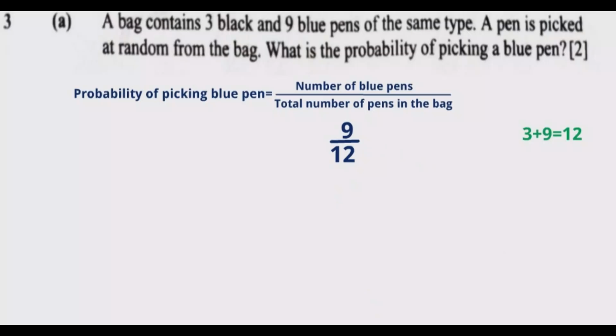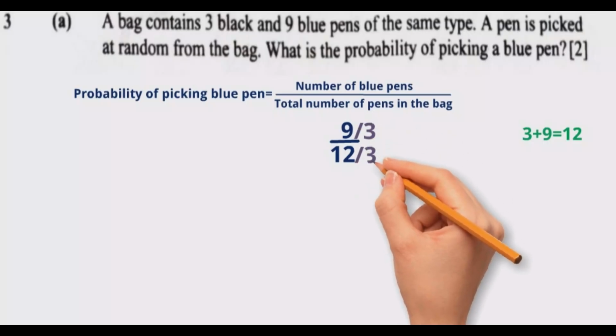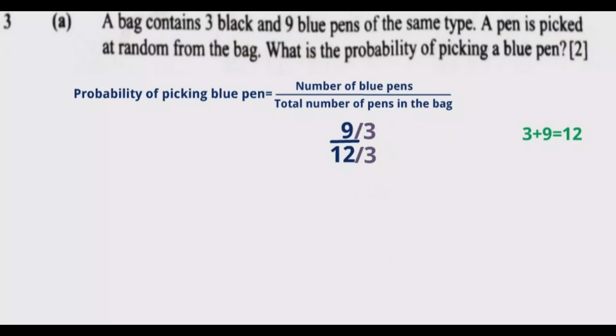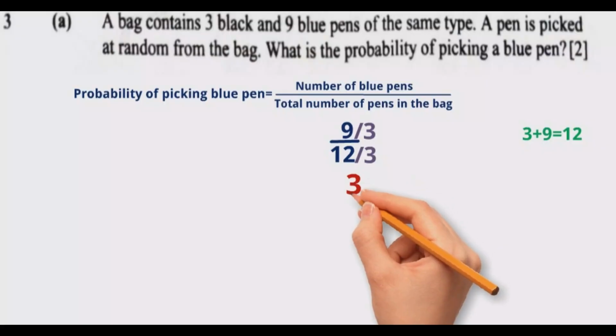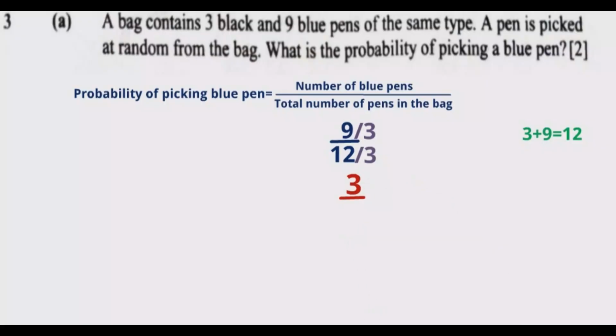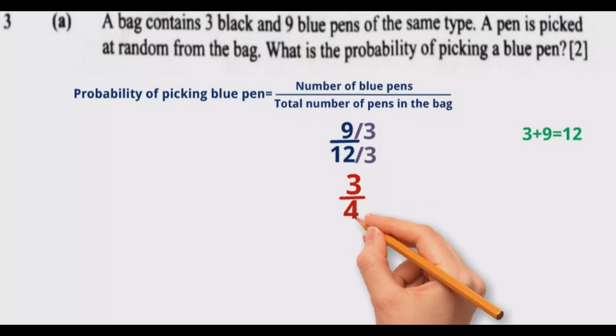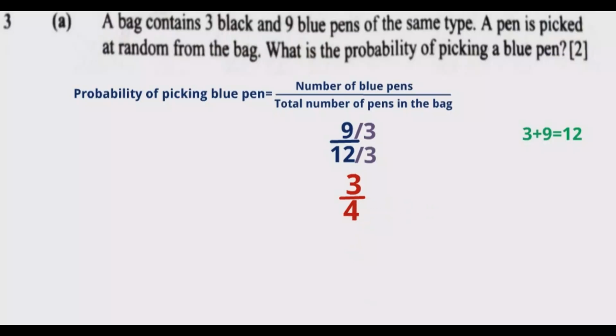So once we have found that, definitely that will be the probability, but as you can see, we can still reduce that probability to its lowest term. So we divide 9 by 3 and also 12 by 3, because that is the common number that can go into 9 and 12. That will be the common factor. Okay, so 9 divided by 3 will give us 3. 12 divided by 3 will give us 4. So the probability of picking the blue pen is 3 over 4.